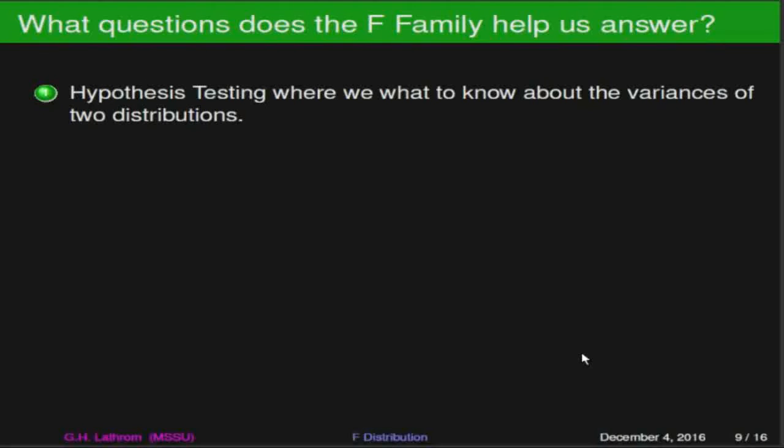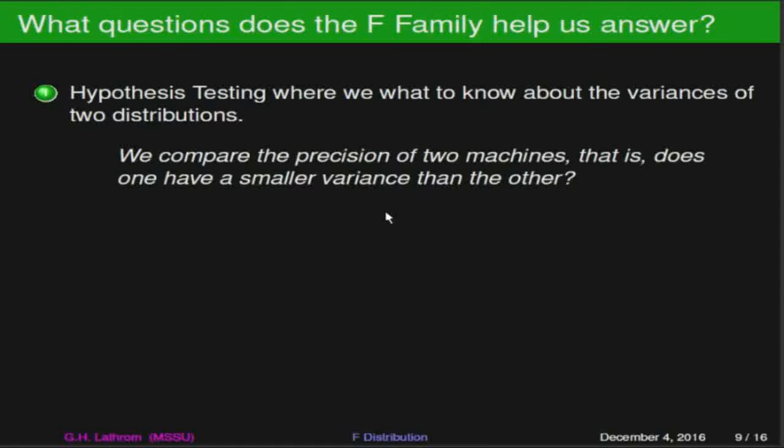And so it's natural to say, well, what questions does the F family help us to answer? And two actually very big questions. One of them has to do with hypothesis testing, where suppose we have two distributions and we would like to know if the variances are the same. A situation where that might arise is when we're comparing the precision of two different machines. We want to know if one machine is going to have a better precision, that is a smaller variance, than the second machine.